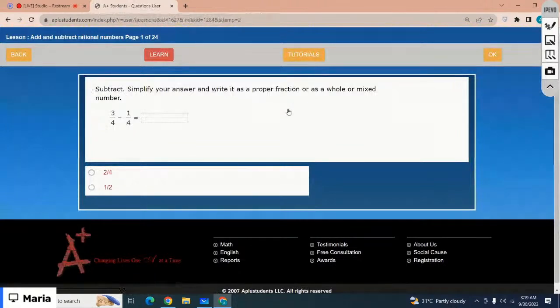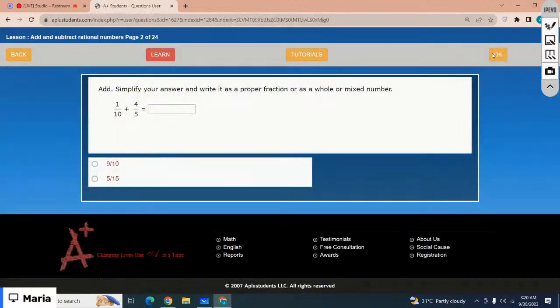Okay, the first one is 3 by 4 minus 1 by 4. So, which is the correct option? They have the same denominators, so you simply have to subtract their numerators. So, you need to do 3 minus 1, right? So, 3 minus 1 is 2 over 4, or also you can write the answer in the simplified form. Yes, that would be 1 over 2. You need to divide them by the common factor, so that is 1 over 2.